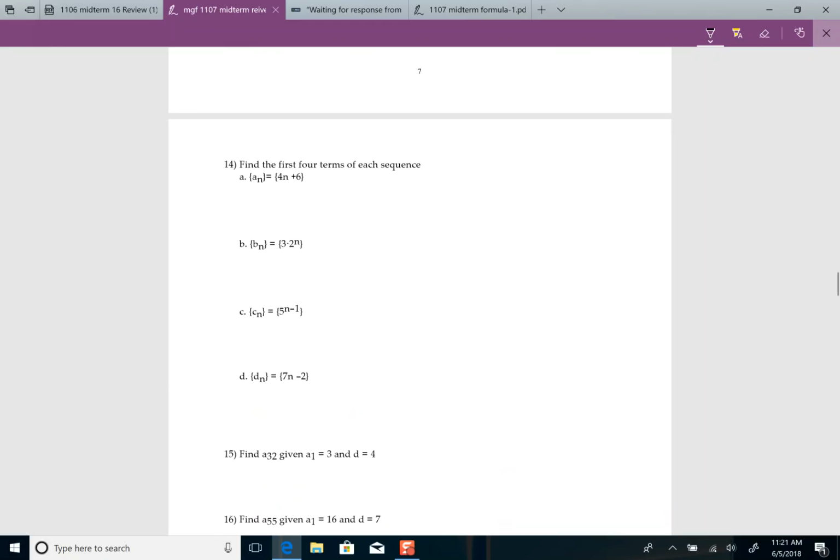And then in this next one, number 14, it says find the first 4 terms in each sequence. So it doesn't matter if you state if they're geometric or arithmetic, it just matters that you plug in 1, 2, 3, and 4 and find the first 4 terms.